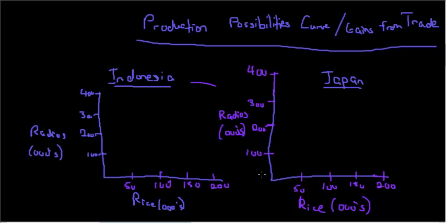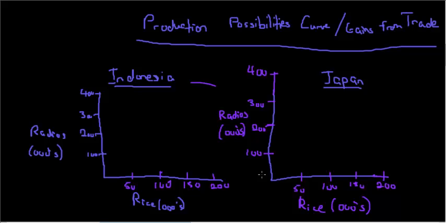Hey guys, so in the last video I talked a little bit about the production possibilities curve and opportunity cost. So in this video I'm going to talk about how we can apply the production possibilities curve and opportunity cost to gains from trade, so why countries will trade with each other and how they gain from it, and I'll also be using this video to cover comparative advantage and absolute advantage.